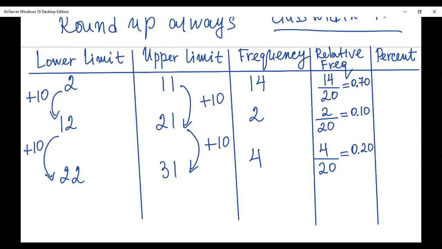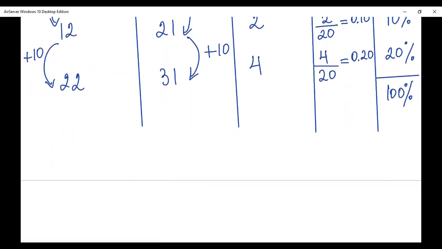And you can see that if we multiply this times 100, we're going to have 70%, 10%, 20%. And we also discussed this one in class that we will have 100% at the end. If we did our calculations correctly, our percentages should add up to 100. Now we're ready to graph.